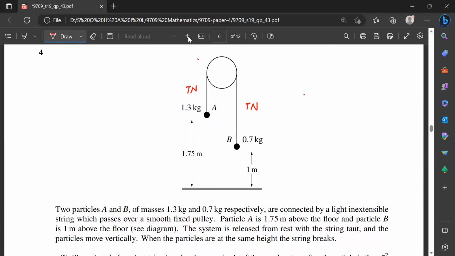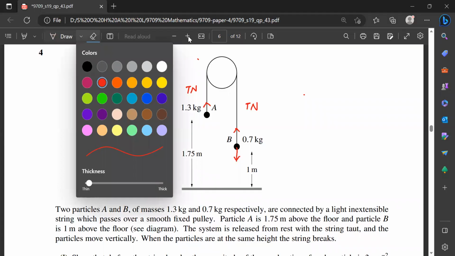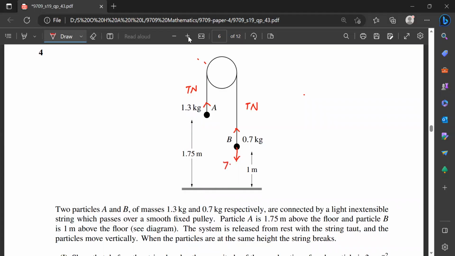Relative to B, I should mark the tension away from B. So here is the weight. The weight of B is 7 newtons, and the weight of A is 13 newtons.